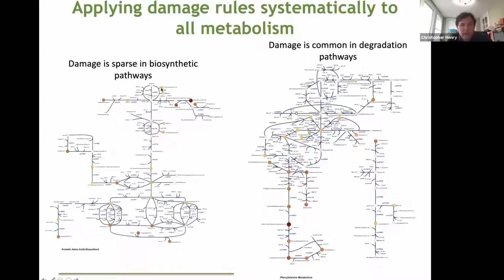The dots here are where there's more damaged chemistry. This is the aromatic amino acid biosynthesis pathways versus the degradation pathways. You can see whole pathways where every single intermediate has a lot of damaged chemistry, whereas in the biosynthetic pathway, it's just the endpoints that are unavoidable. You have to make those end products that have the damaged chemistry. Again, this is a case of cheminformatics helping you to understand why the pathways look like they do today.